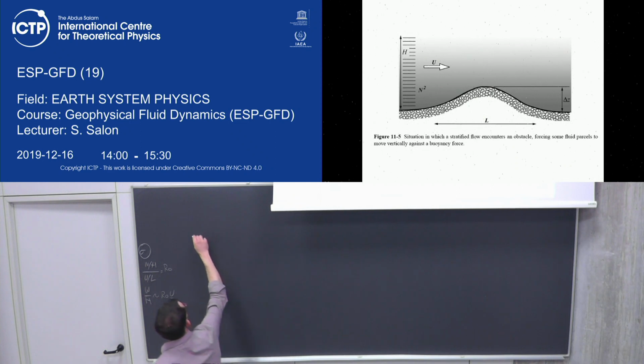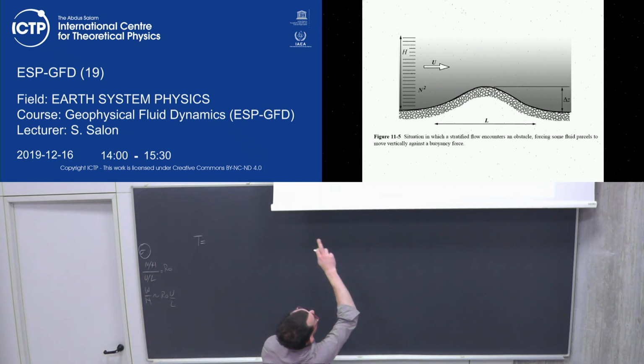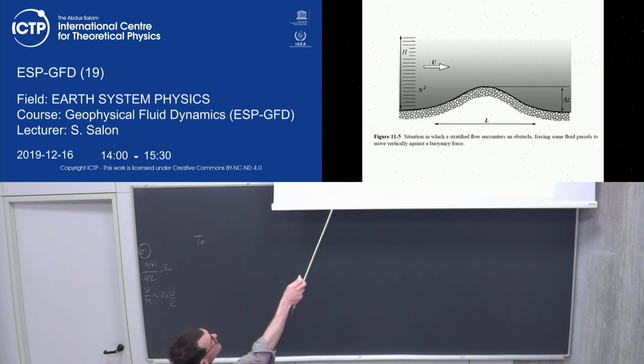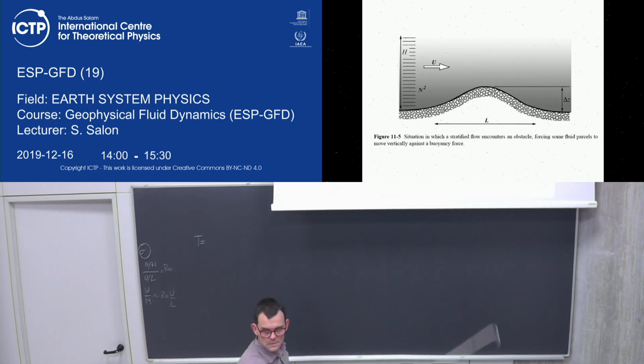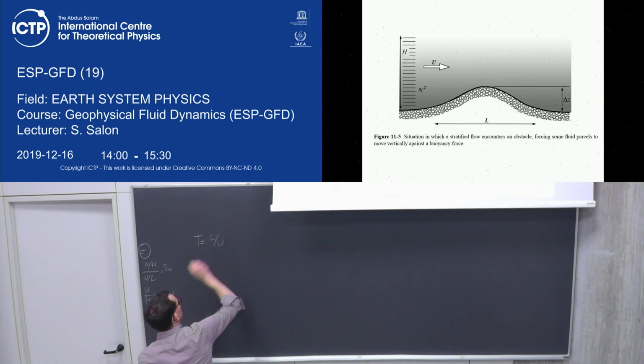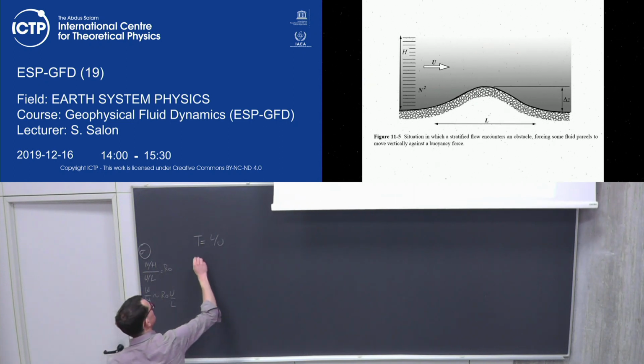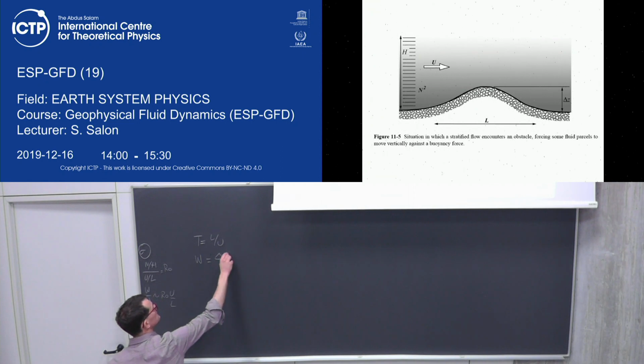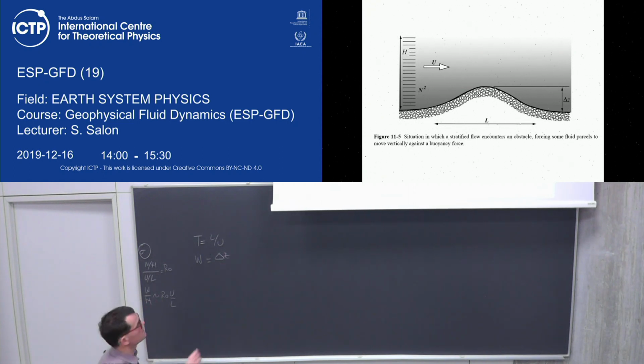Okay, so the time scale that it will take a parcel to travel from one point to the other point of the obstacle, how much is it? The time scale. So there is a parcel traveling at U and it must travel along L. L by U. Okay. So another thing that I can ask is W, which is the vertical scale of the velocity, will be equal to what, according to you? Delta Z, yes. So this is the displacement divided by T, capital T.